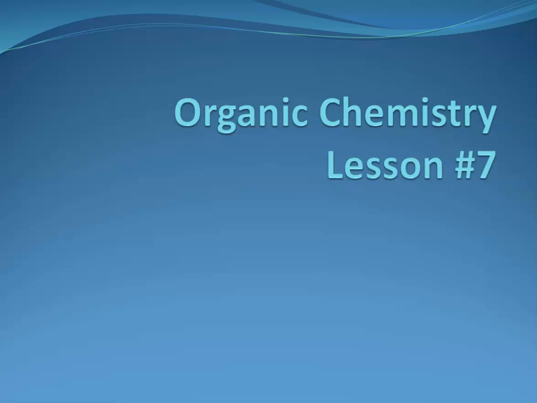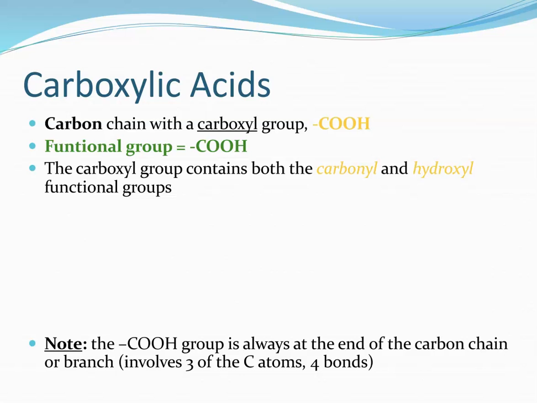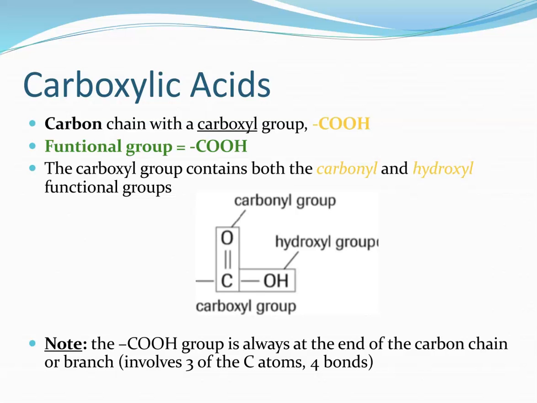Today's lesson describes the structure and properties of carboxylic acids and esters. Carboxylic acids are carbon chains that contain a COOH or carboxyl group. Our carboxyl group is composed of a carbon double bonded to an oxygen and a hydroxyl group. These groups are always located at the end of carbon chains.